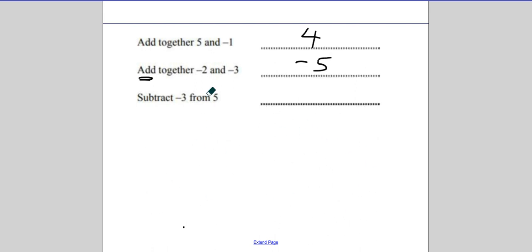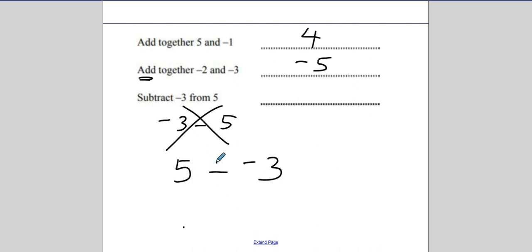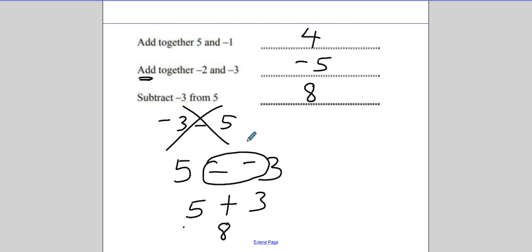Now there is this question over here. Subtract negative 3 from 5. Don't do negative 3 minus 5. Don't do that. Subtract negative 3 from 5. That means 5 minus negative 3. But negative times negative is positive. So this will be 5 plus 3. The answer is 8. So you write 8 over there.